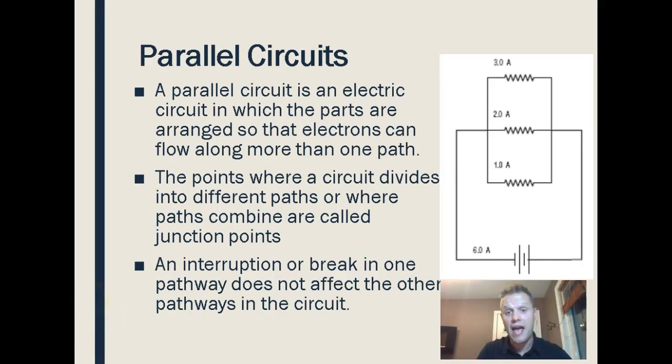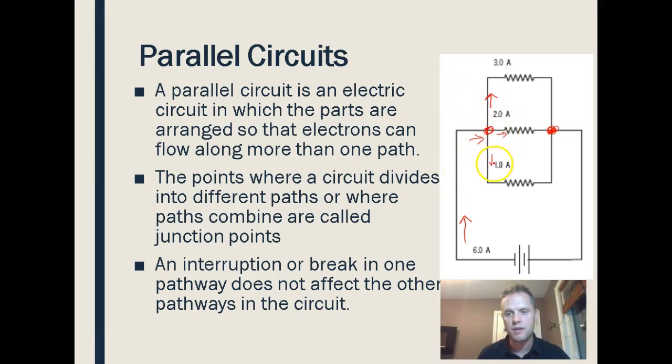Parallel circuits, on the other hand, have more than one path, and that means that the electrons can go in a bunch of different directions. The points that divide the circuit are called junction points, the points where you can take different paths. So for example, this side would be the junction point. The electrons move up, and as they move up, they have a choice to make. They can go directly forward, they can go down this direction, or they can go back up in this direction.